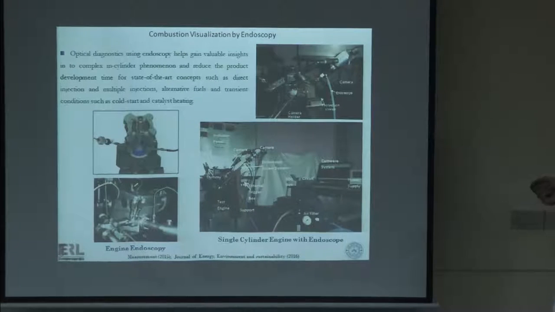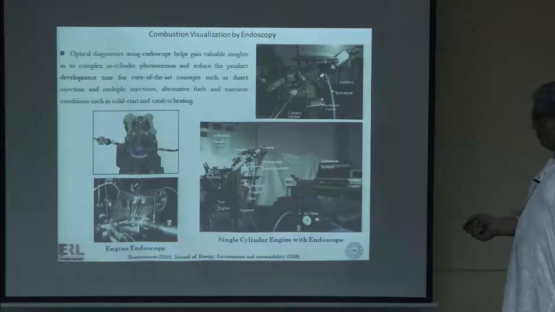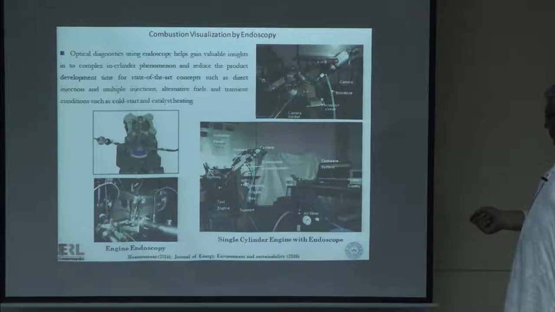So, this is the experimental setup of our lab that we developed in house. So, this was the engine, this was a generator engine, simple, cheap, 25,000 rupees worth generator engine that was converted into an optical engine using endoscopy. So, we modified the cylinder head, and this was the endoscope, and here you can see this is the camera. And then of course, we have to make a lot of arrangements, we have to keep this cool.